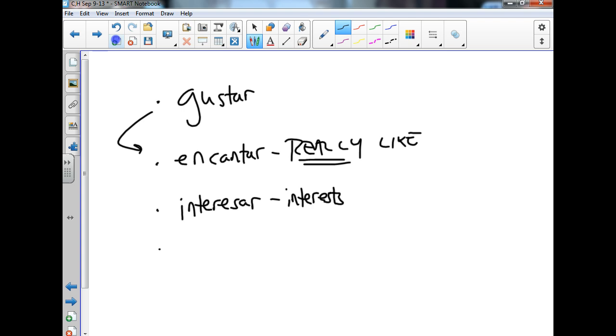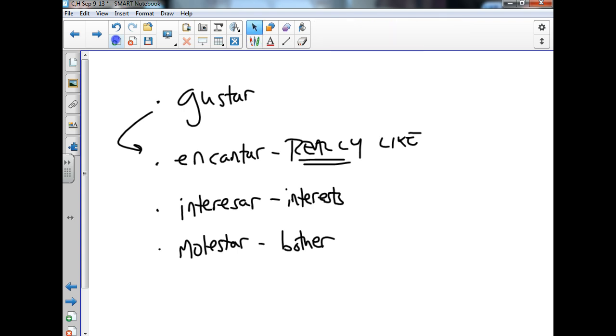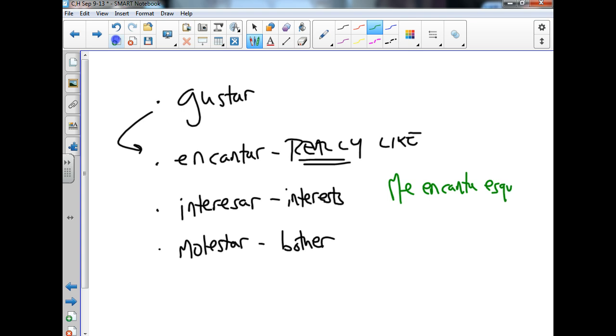And then finally, the last one that I want you to know is the verb molestar, which when you look at it first, you're kind of scared to use it. You think molest. It doesn't mean that. It means bother. Okay, and these are going to work exactly the same way. So we talked about me gusta, we could say me encanta esquiar. It means I love to ski. Here we have a verb, singular form. We might say no me interesan los libros. I'm not interested in the books, or the books don't interest me.